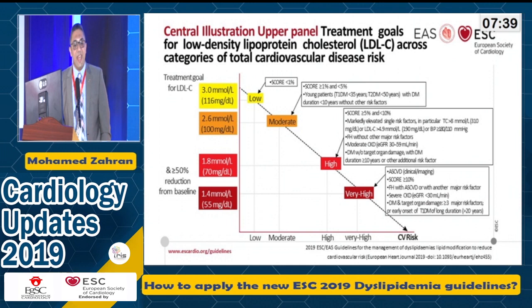If I got a cardiovascular event or cerebrovascular event while I am on those targets as a patient, my target will be a 50% reduction from the baseline. I have a patient, he got an acute coronary syndrome one week previously, his LDL was 80. What is my target? My target is 40, a 50% reduction, because he already got an acute coronary syndrome event at a low LDL level. If the patient is moderate risk, the target is 100. If the patient is low risk, the target is 116.